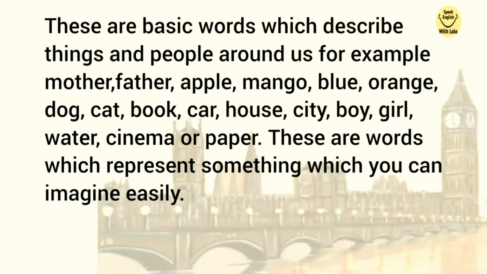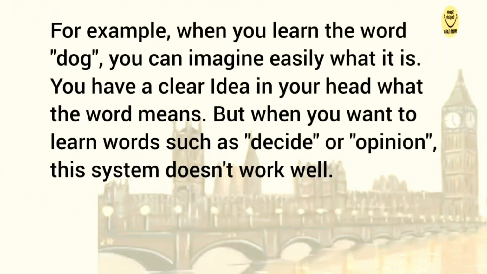For example, mother, father, apple, mango, blue, orange, dog, cat, book, car, house, city, boy, girl, water, cinema or paper. These are words which represent something which you can imagine easily. For example, when you learn the word dog, you can imagine easily what it is. You have a clear idea in your head what the word means. But when you want to learn words such as decide or opinion, this system doesn't work well.